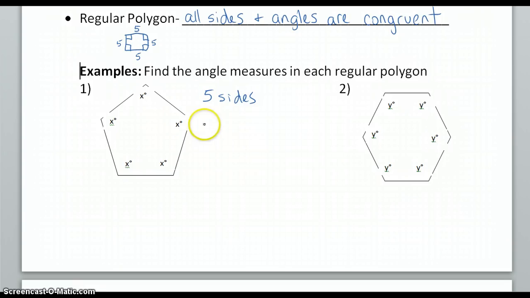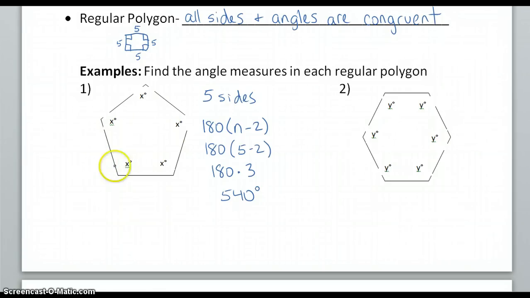So applying the formula from up top, that formula is 180 times n minus 2. So 180 is always just the degrees, times n in this case would be 5 minus 2. So that's 180 times 3, and multiplying that together you get 540 degrees. Now, what that means is that all of the angles in this figure add up to 540. We need to find out what each of these is. So how many angles are there that add up to be 540 degrees?